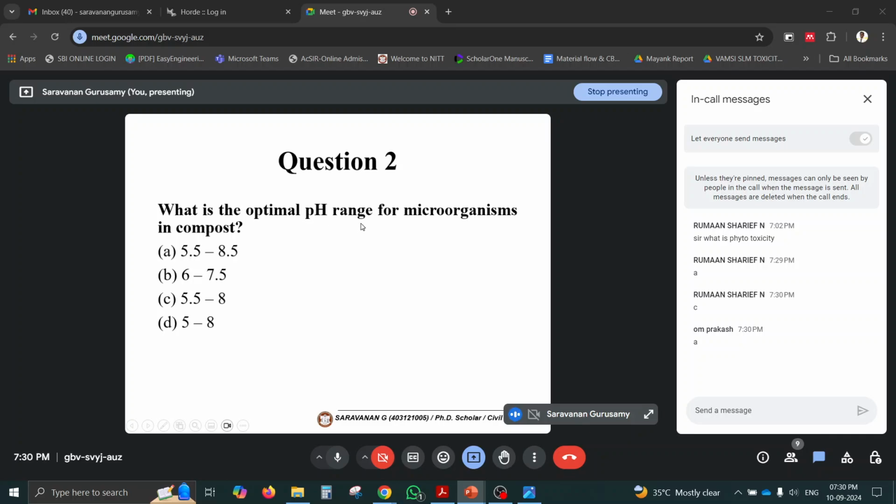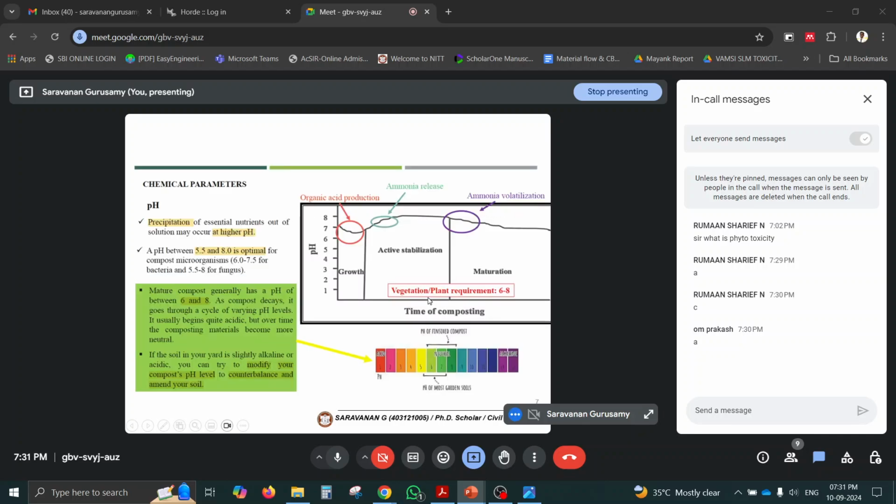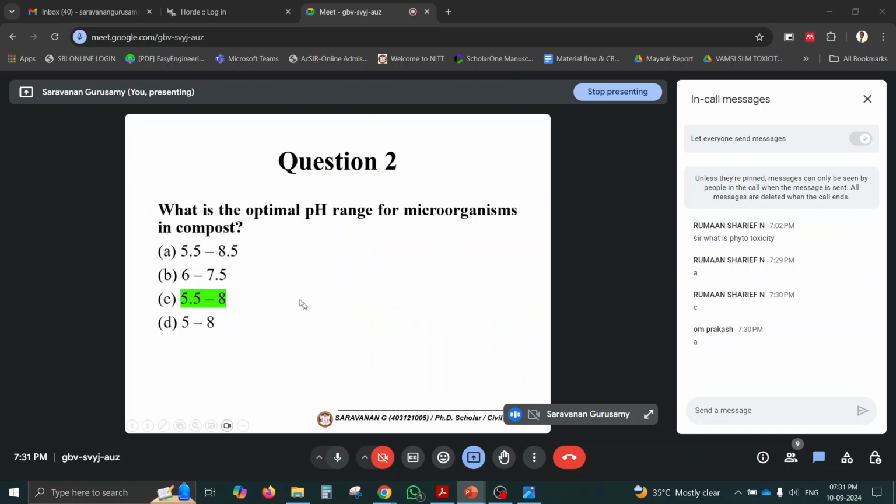The optimal pH range for microorganisms in the compost is 5.5 to 8 only. So you can see here, 5.5 to 8 is the optimal pH range for the compost microorganisms. But the compost should be 6 to 8 for the requirement of plant growth. What I have mentioned is nearly neutral, that is 7. So the answer is C, 5.5 to 8. Answer C is correct.